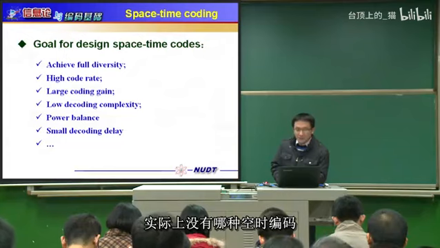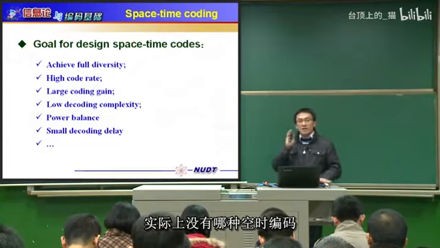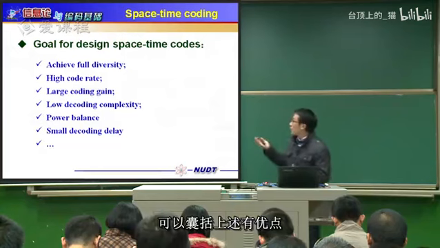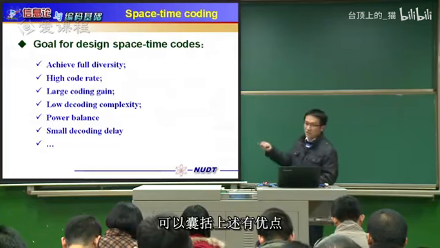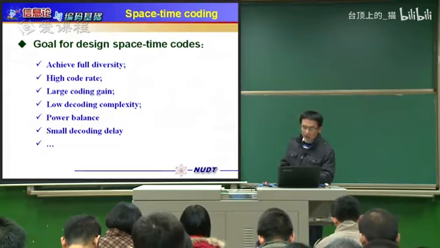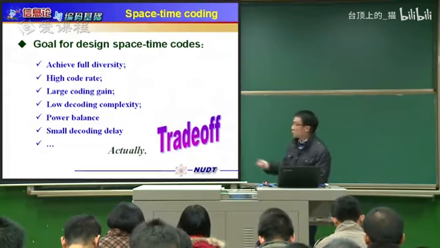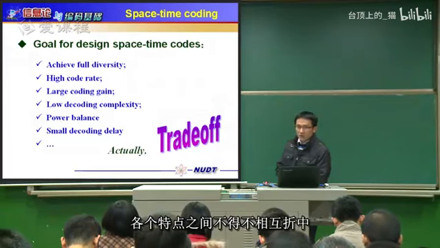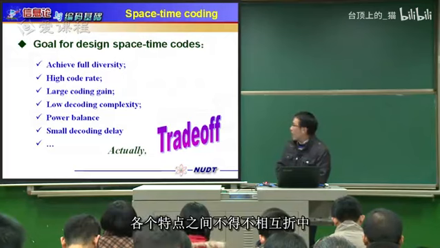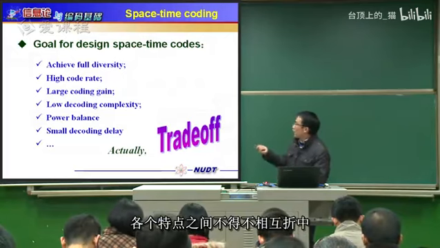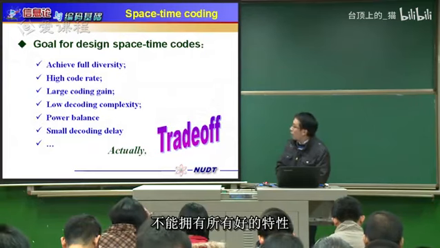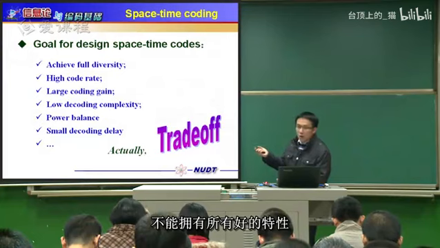And actually, there is no code that can get all the advantages of these properties. Actually, we have to do a trade-off. So any code just has a trade-off among all the properties and cannot get all the good properties.